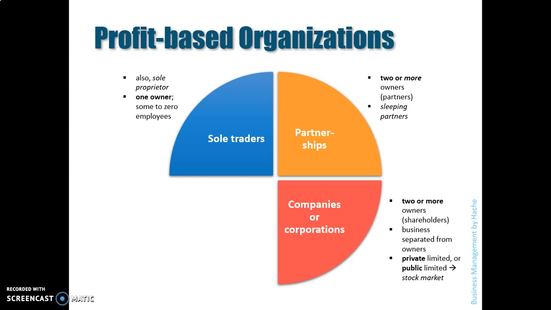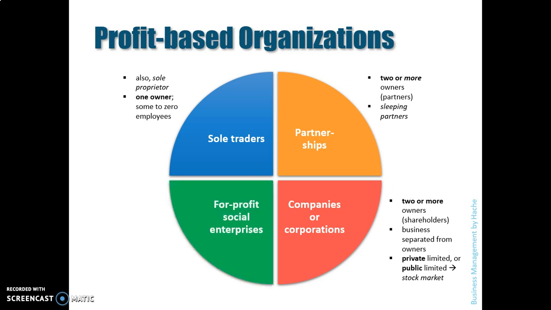Companies can also be subdivided into private limited companies or public limited companies, depending on the way they handle their shares. If they hold their shares privately, they are private limited companies. If they put their shares in the stock market, like in Wall Street, then they are public limited companies.